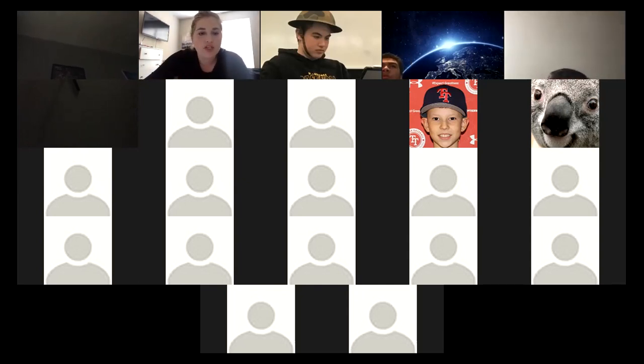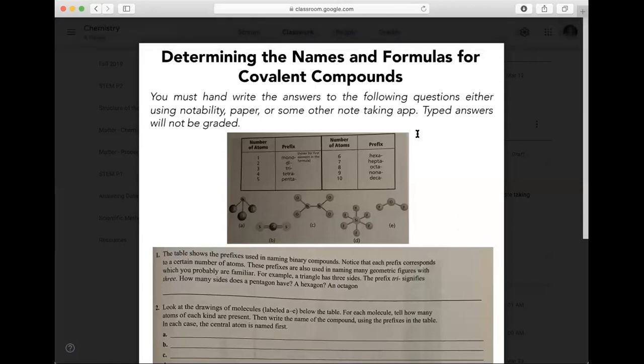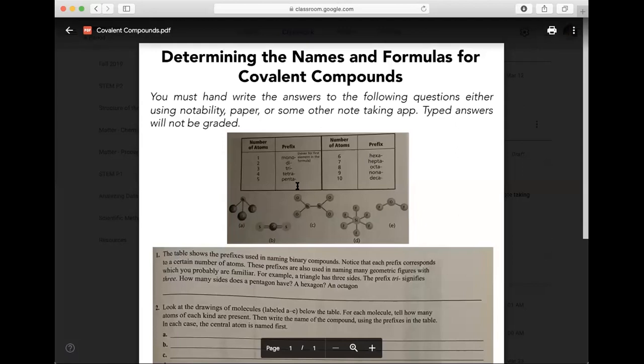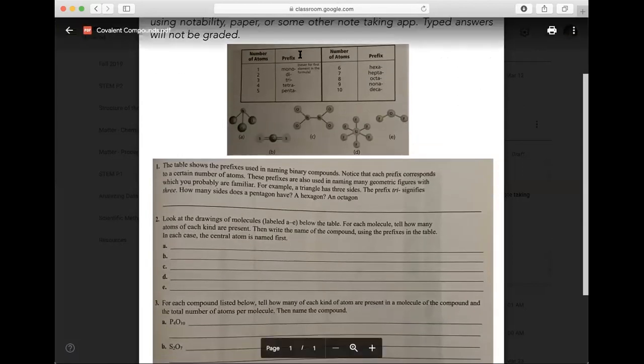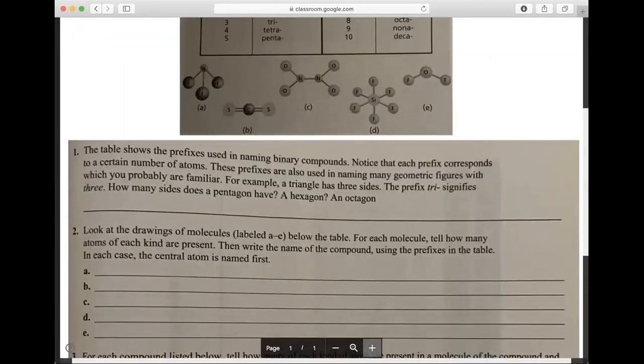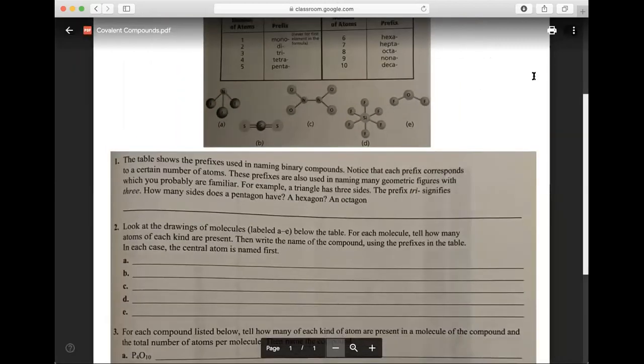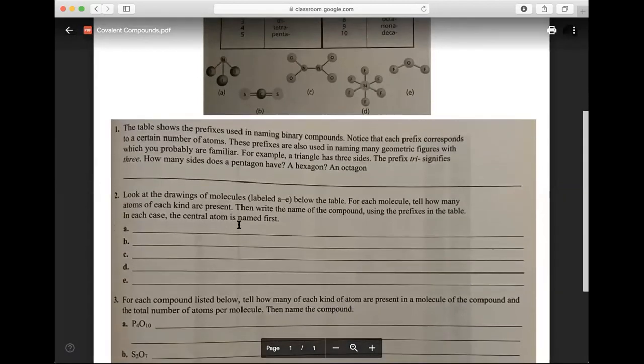I'm going to share my screen with you for a second. So here's the assignment that's going to get released. You've got to handwrite the answers using Notability, paper, or some other note-taking app. I do not want typed answers. I'm not going to grade those. These up here give you the prefixes, and they give you these structures. Let me zoom in here. You can see it says N, and then there's 3 I's there. There's an Si, and then there's F's. So for question 1, it's saying the table shows this.